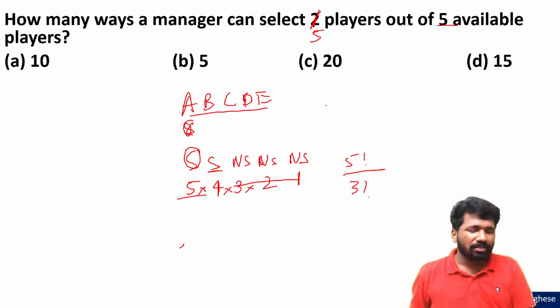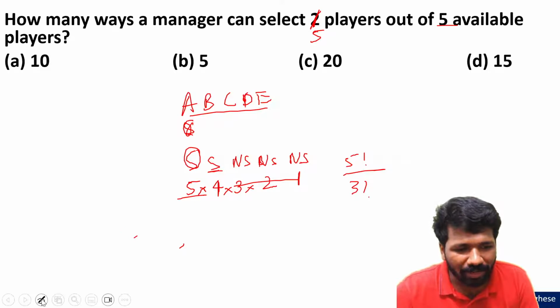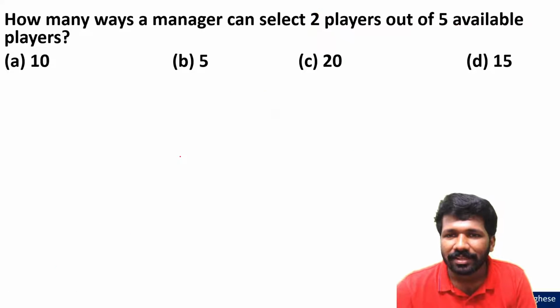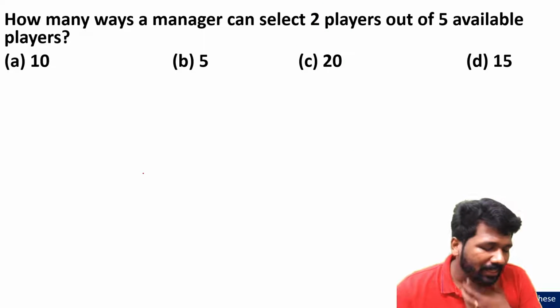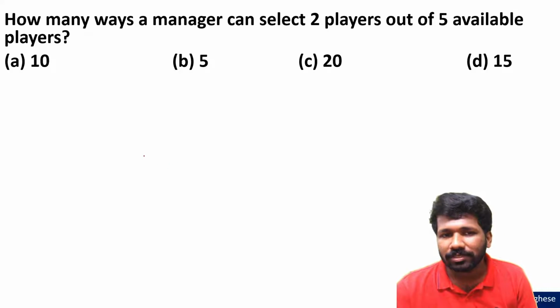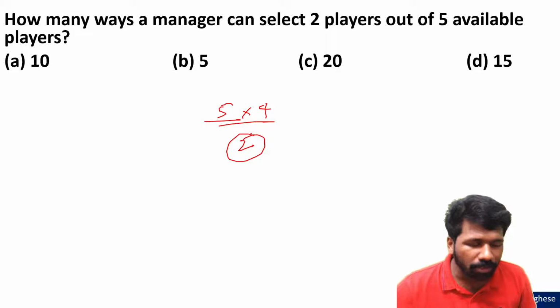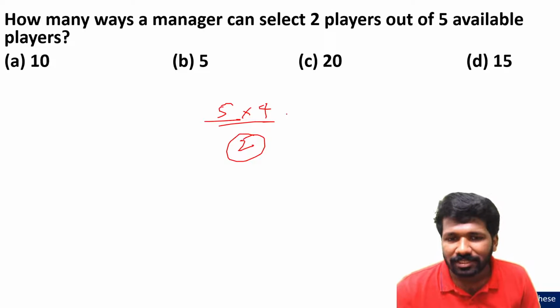Now what about the combination formula? In some questions the combination formula is useful. That is why I will explain combination in a little more detail. Instead of that forward and defender, if it was only selecting 2 players, I told you 5 into 4, you can divide it by 2. Why are you dividing by 2? Half of them are duplicates.